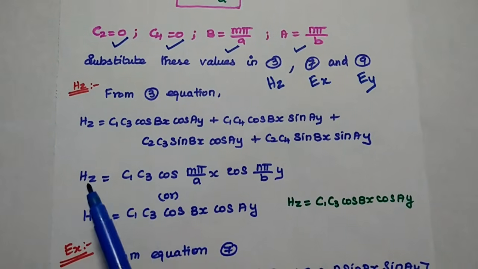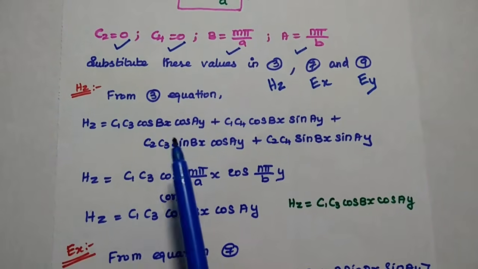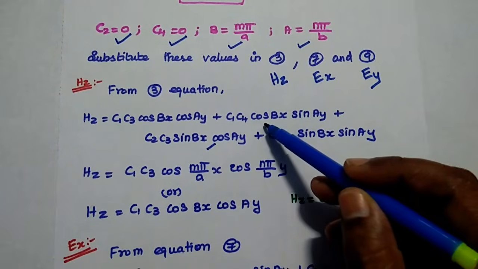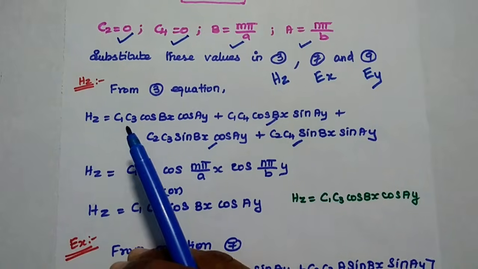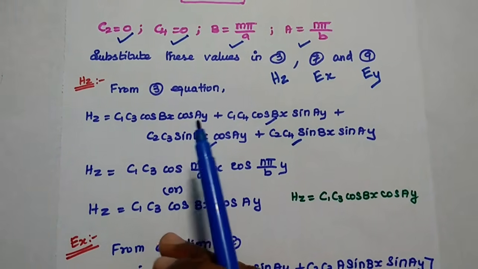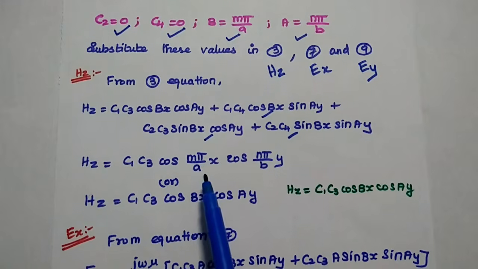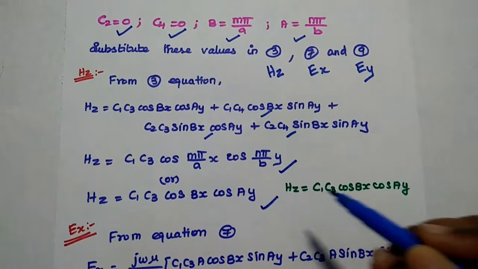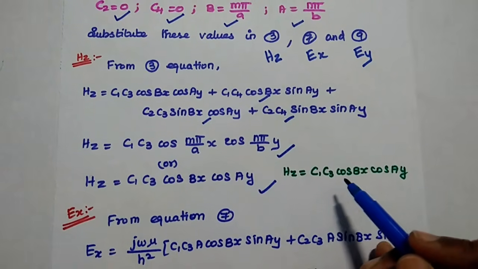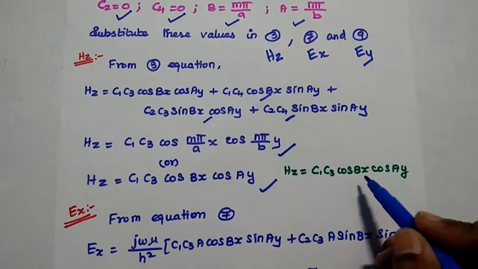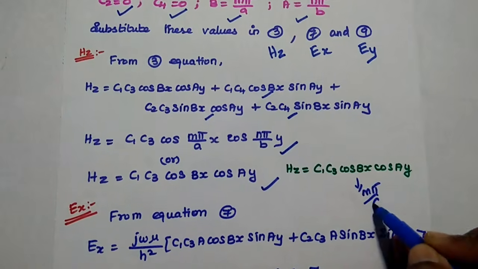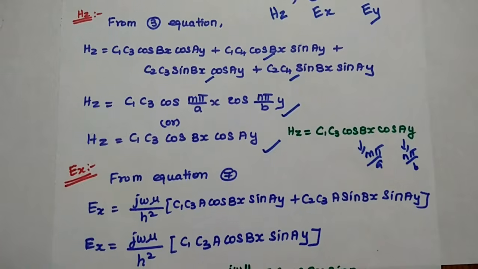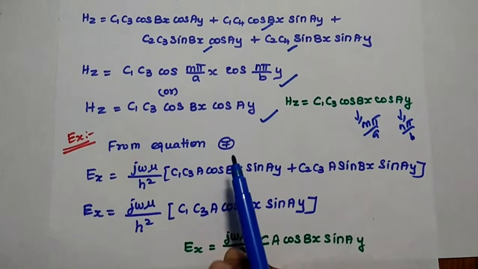Then we can get Hz. C2 is equal to 0 means these two terms become 0. C4 is equal to 0 means this term becomes 0. Then we get only C1 C3 cos Bx cos Ay. Here B is nothing but m pi by a, and A is nothing but n pi by b. So we can get the value like this. So here Hz is equal to C1 C3 cos Bx cos Ay, where B is m pi by a and A is n pi by b.